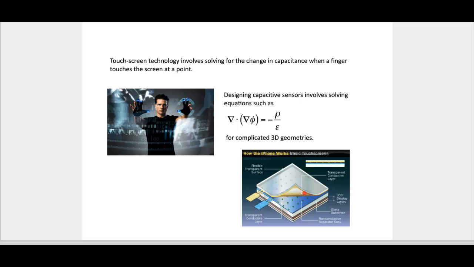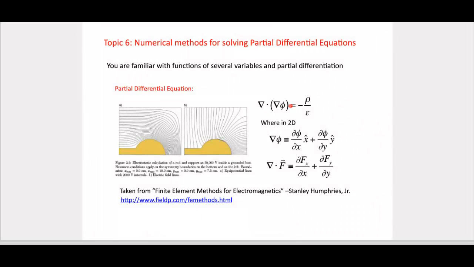And once you can measure that change in capacitance, you can work out where that finger is. And once you work out where the finger is, you know where the person is touching. Okay, and that's how a touchscreen sensor, a touchscreen device works. It solves an electrostatic problem like this.